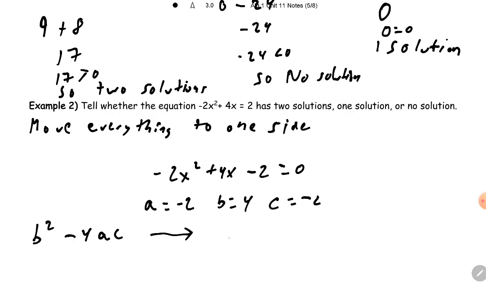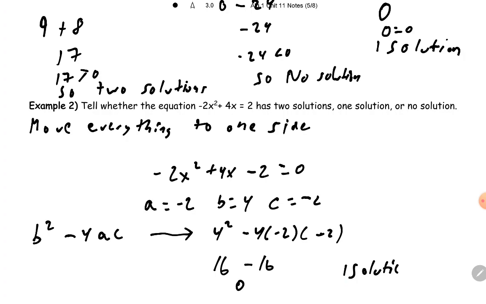This changes into b squared, which is 4 squared, minus 4 times a times c, which is 16 minus 16, which is 0. So there is only one solution.